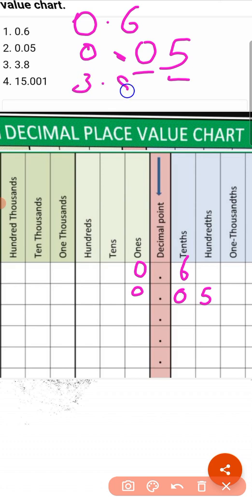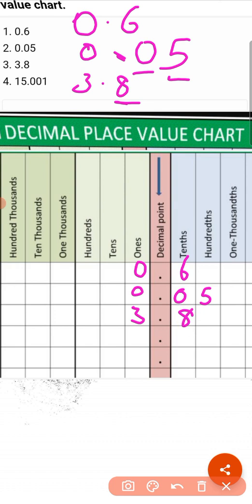Then the third number, 3.8. 3 is at ones place. We must start from the left side of the point, from the whole number part. So 3 is at ones place. The whole number part is over. Isn't it? Now the decimal part. The first place is the tenths place. Which is the digit in the tenths place? 8.